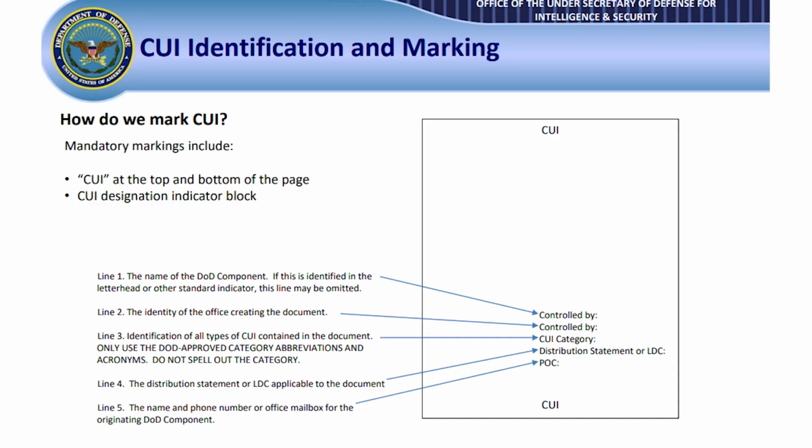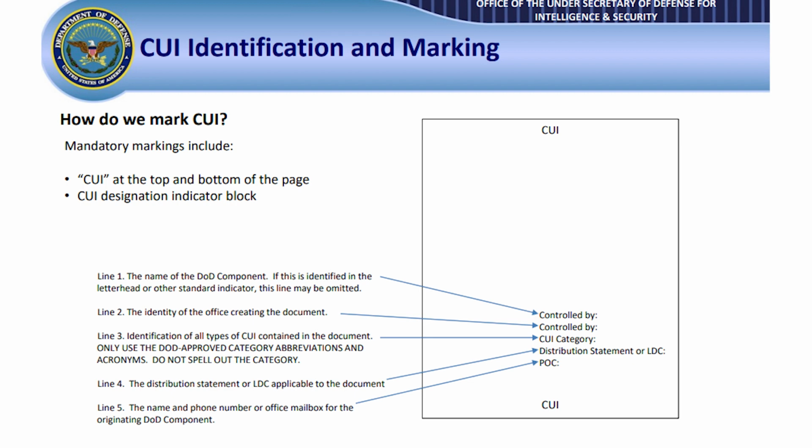If you happen to have any of those forms laying around by now, you can continue to use them, but only while supplies last. The cover page will include a CUI designation indicator, shown in this image provided by the DoD. The first line must identify the name of the DoD component who determined that the information was CUI. You may omit this if you are using letterhead or another standard indicator of origination.